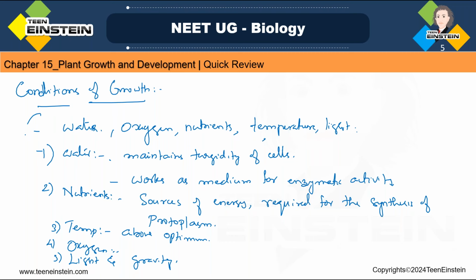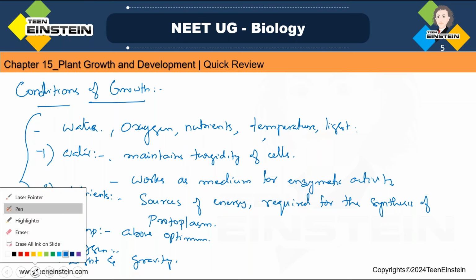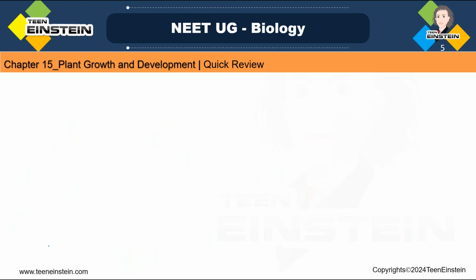Okay. Next, we need to learn. So here are these conditions of growth. They have asked this in 2-3 question papers, like the conditions of growth and what role nutrients have, then water and temperature, and if the temperature goes above optimum, how it affects the growth. Questions like that have come. Okay. Next. Differentiation, de-differentiation, and re-differentiation.